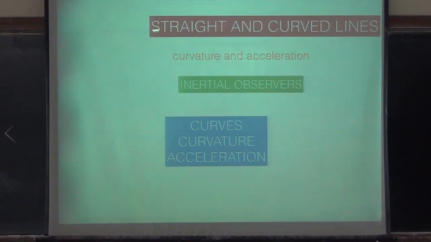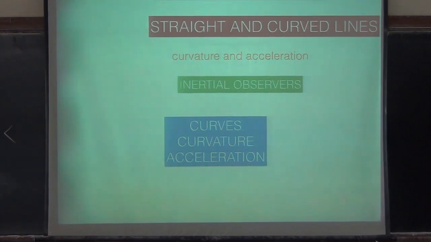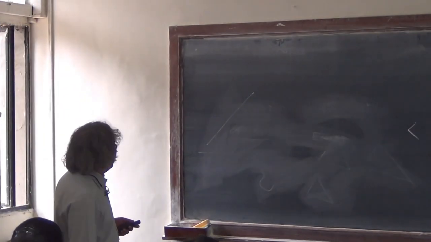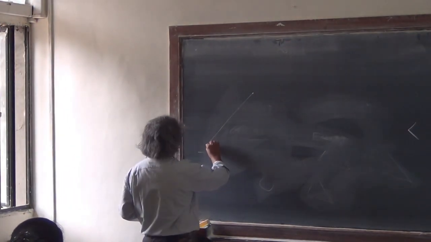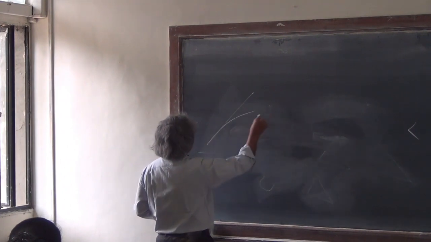So we started out by giving a special role to straight lines, and now we have a problem, because now we're dealing with curved space-time. What is a straight line in a curved space-time? So let's go back to the idea of straight. What do I mean by a straight line? A straight line is the shortest distance between two points, or the longest distance, depending on what kind of geometry you're in. Now, if you are doing something different, for example, that's a curve.